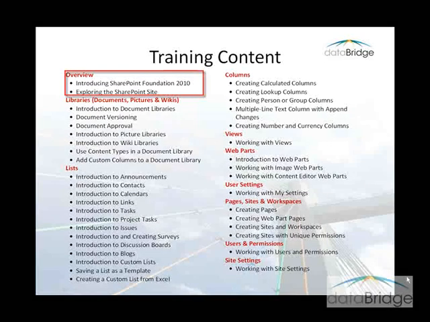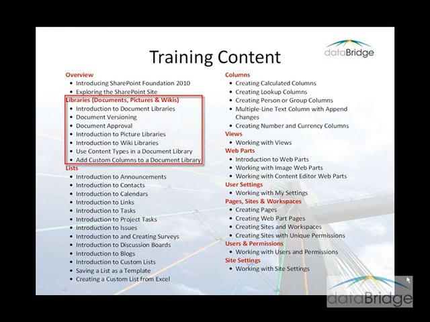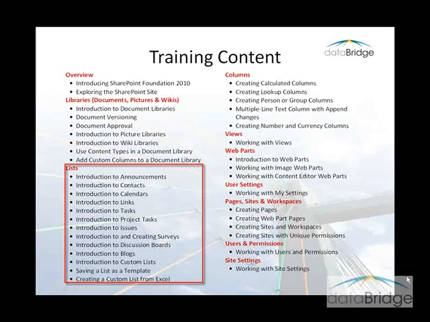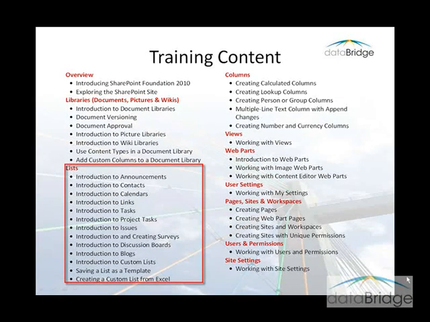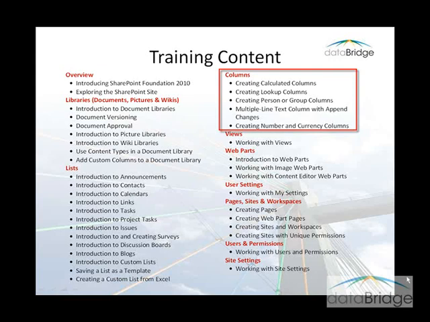We broke up the training into 10 main areas, starting with an overview. Then we get into some specifics like the different kinds of libraries such as documents, pictures, and wikis, the different kinds of lists that come with SharePoint out of the box like announcements, calendars, and task lists, and the ability to create custom lists from scratch or from an Excel spreadsheet. Next, we'll take a look at how to customize lists by adding various types of columns to a list depending on the type of information you need to record.